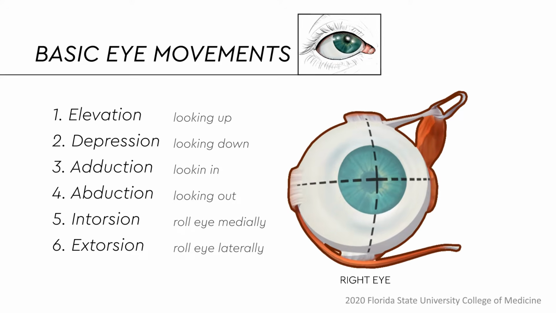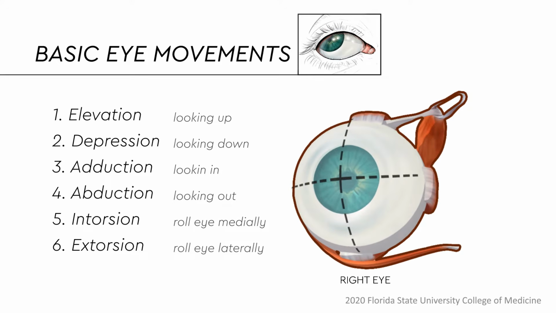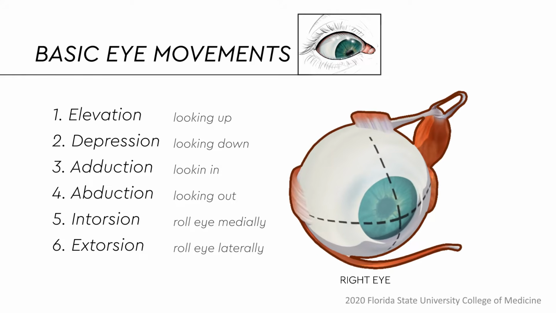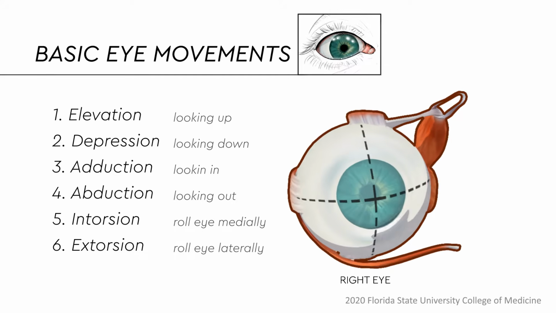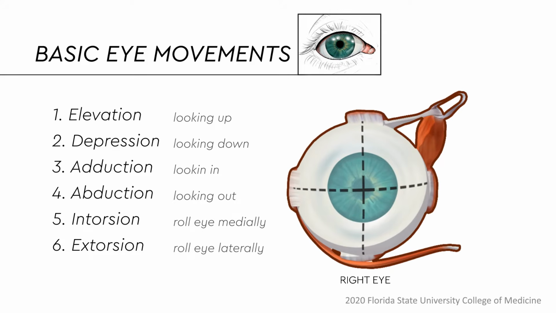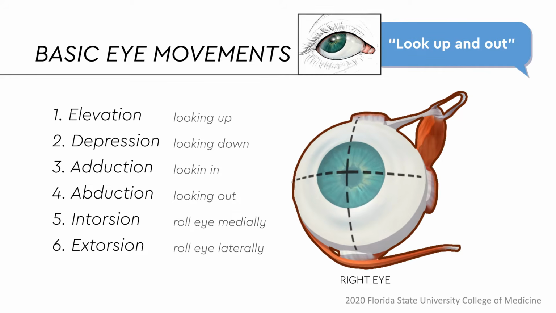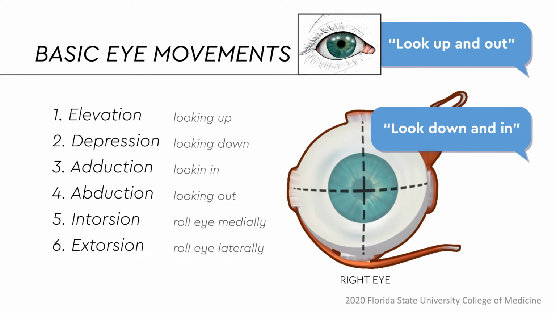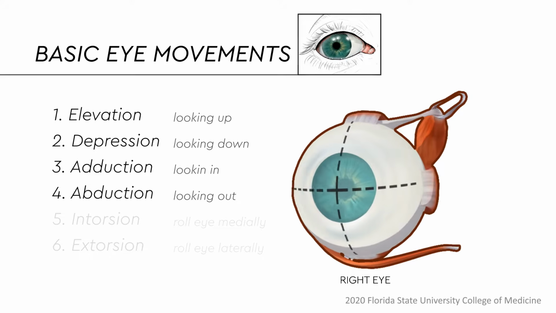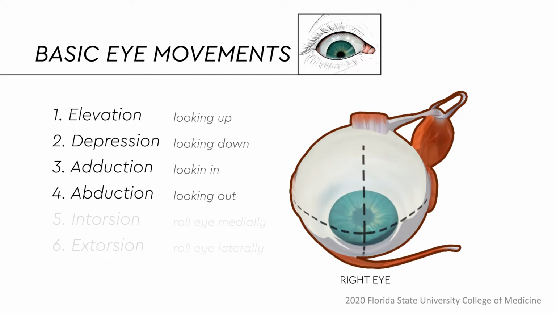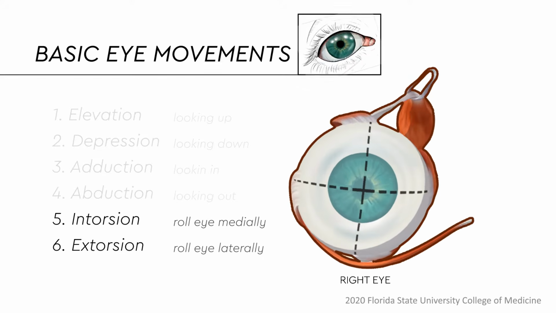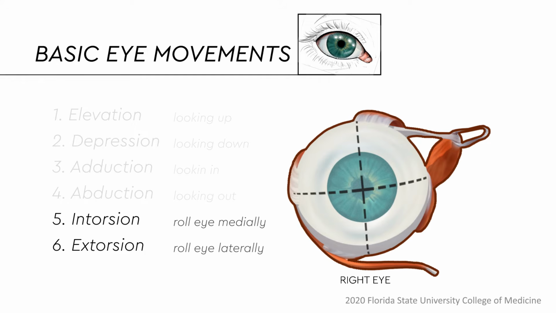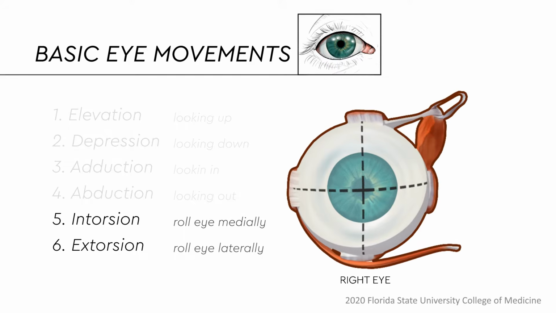Of course, these movements can and do occur in various combinations, some of which you will specifically assess during a routine examination of eye movements. For example, asking the patient to look up and out or down and in. The first 4 of the basic eye movements are relatively intuitive and easy to understand. The last 2, intorsion and extorsion, are a little bit trickier and may or may not be assessed in a basic eye examination. Nevertheless, it's important to understand what these terms mean and why they are necessary for proper eye positioning.